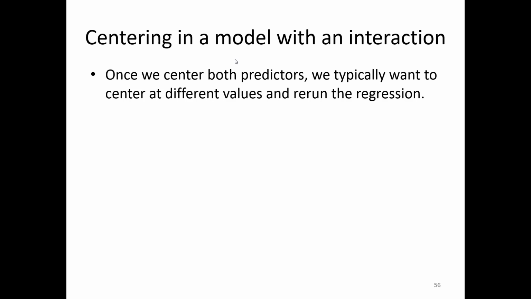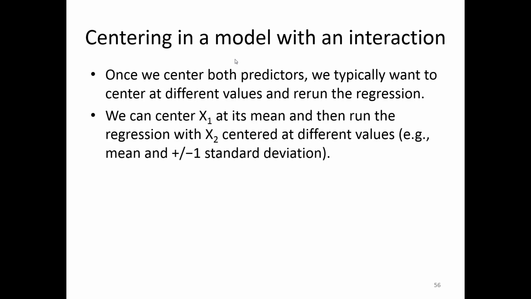What we're going to do, and I'll go through this and more, is center the contextual predictor at different values and keep the proximal predictor centered at the mean. Since the other predictor's 0 point changes, that describes something different about the predictor that didn't change. We'll get more into that. So we can center x1 at its mean and then run the regression with x2 centered at different values, like the mean and plus or minus 1 standard deviation.